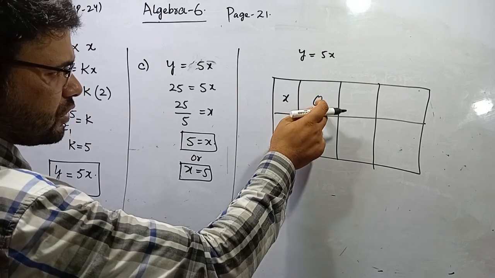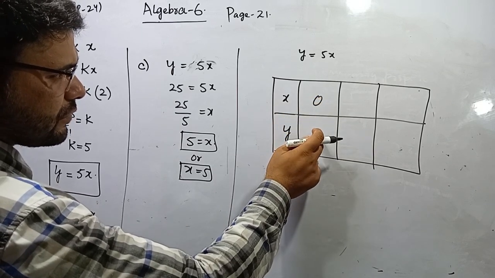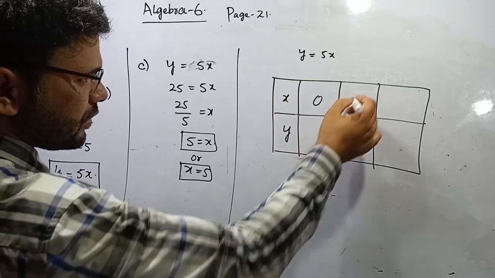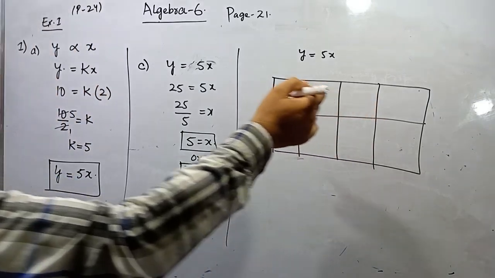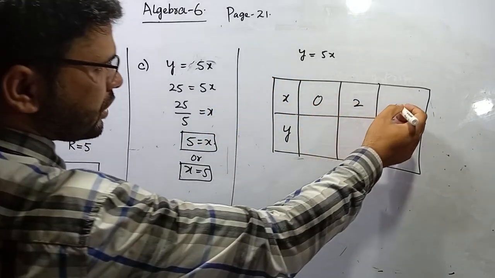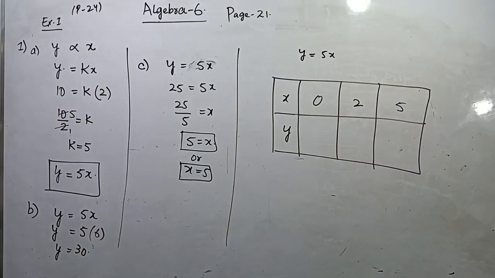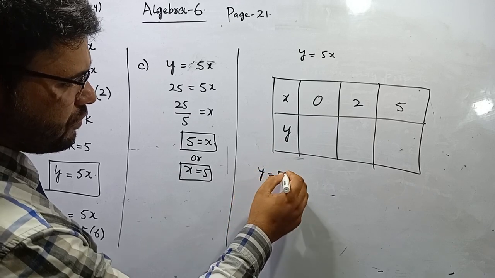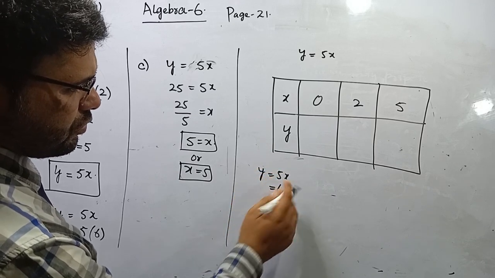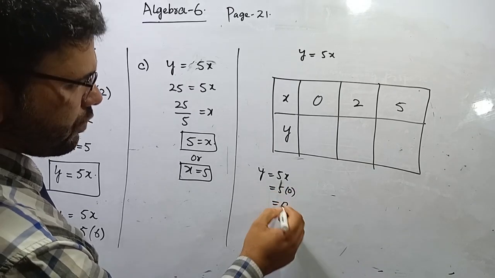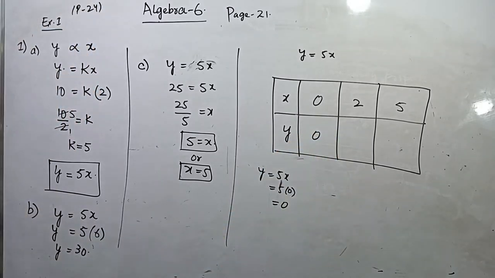When x is equal to 0, what is the value of y? Here I can put 2, and I can put 5. Now see, when x is equal to 0, we have y is equal to 5x. When x is equal to 0, substitute the value, 5 times 0 is 0. So x is equal to 0, y is equal to 0.